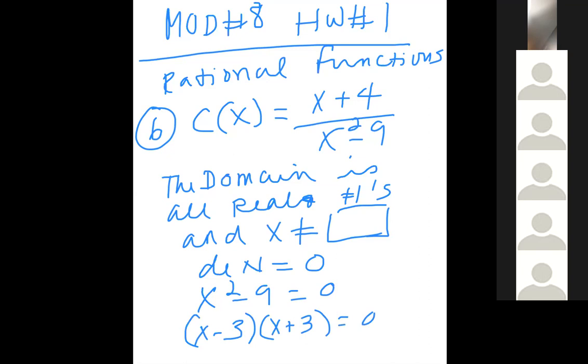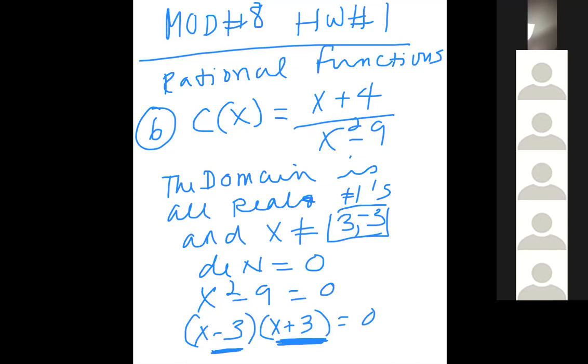So here's the question. What number minus 3 makes it 0? Positive 3. So that's one of the restrictions. What number plus 3 makes this parenthesis 0? Negative 3. So there's your 2 restricted values. x cannot equal 3, or x cannot equal negative 3.